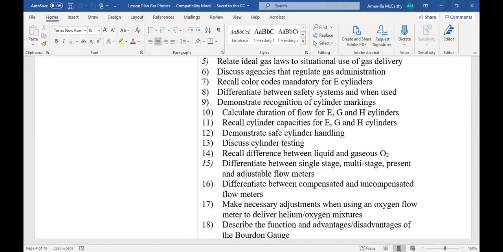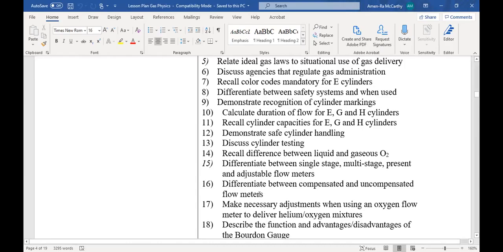There are regulators that bring the pressure down to a certain working pressure of about 50 psi. Some of them get to it in one stage. Some of them have to do two or three stages, multi-stages, to get to it. Some of them are preset, and some of them are adjustable. Flow meters: you're going to learn the different types of flow meters, uncompensated and compensated flow meters, which is easy to understand.